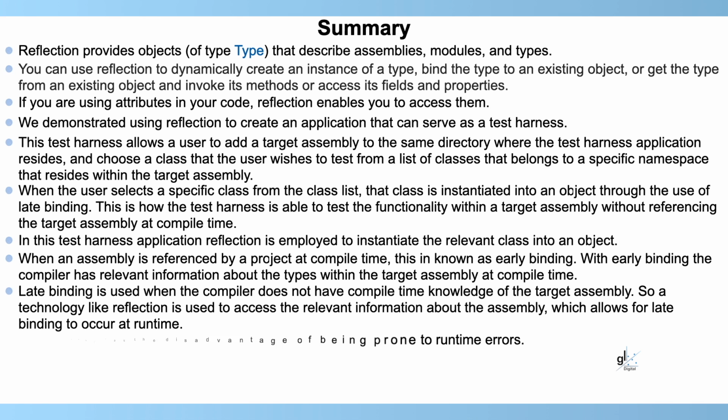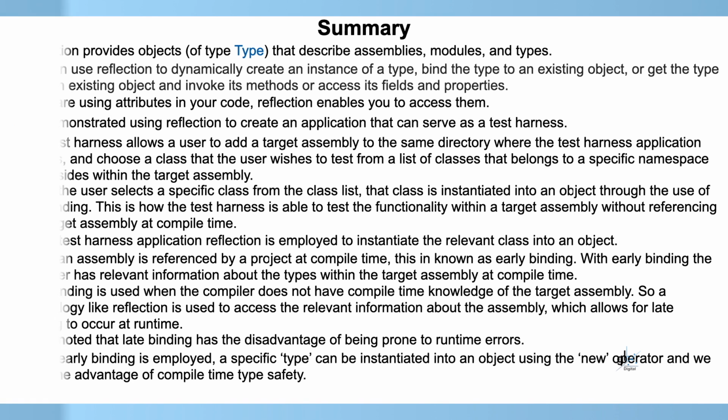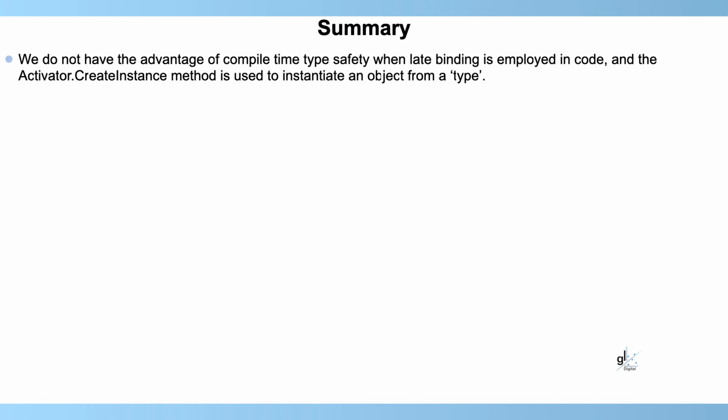It was noted that late binding has the disadvantage of being prone to runtime errors. When early binding is employed, a specific type can be instantiated into an object using the new operator, and we have the advantage of compile time type safety. We do not have the advantage of compile time type safety when late binding is employed in code and the Activator.CreateInstance method is used to instantiate an object from a type.